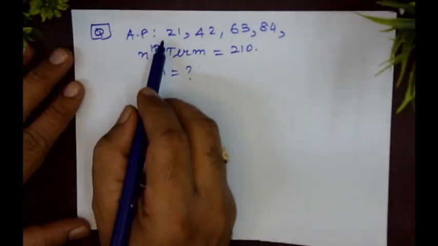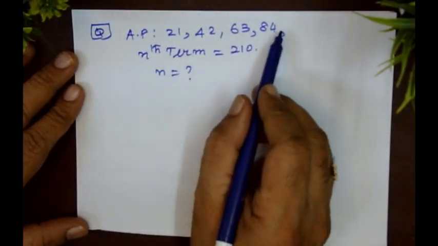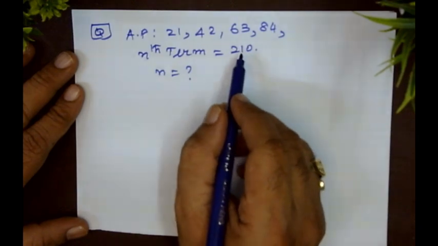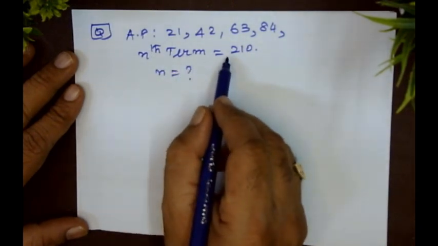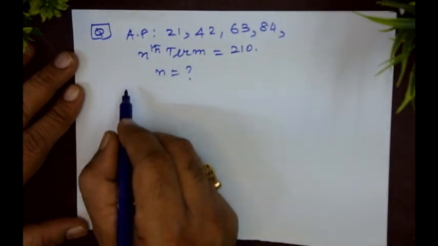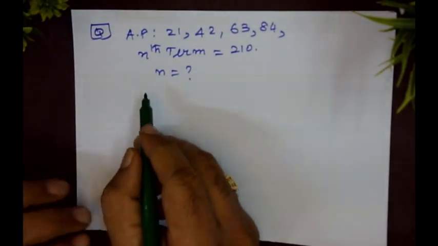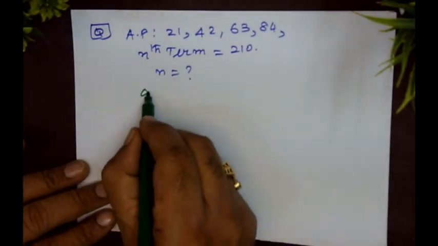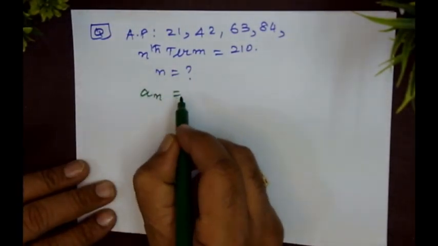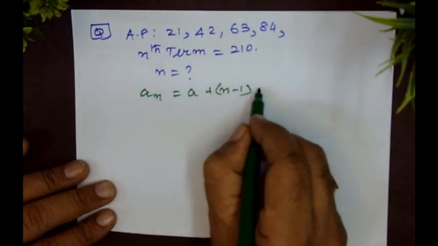The given AP is 21, 42, 63, 84. The nth term is given as 210. What is that n? What is the formula of the nth term? An is equal to a plus n minus 1 into d.